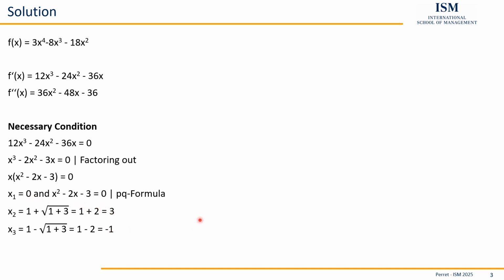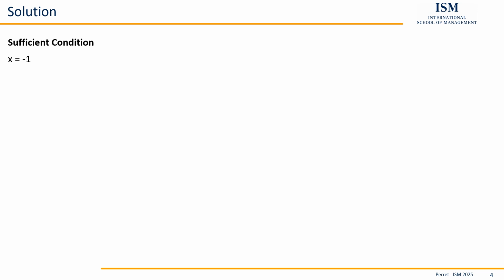Well, up to this point, they're just potential extrema. So in my next step, I need to use the sufficient condition to check whether they are actually extrema and what kind of extrema they are. So I start with the smallest one, minus 1, insert this in the second derivative, calculate the expression and get as a result 48. 48 is a positive value, and if the second derivative turns out to be positive, then I have a minimum.